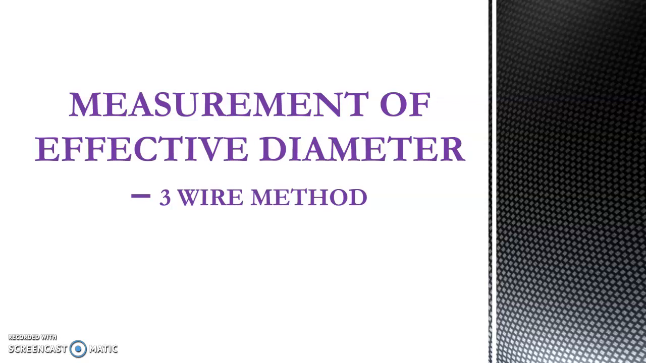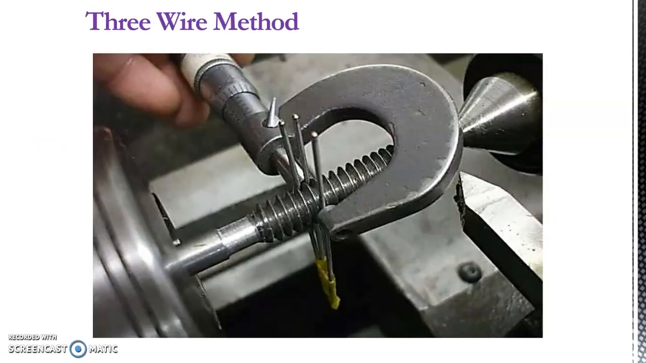Welcome to the video on the three-wire method of measurement of the effective diameter of a thread. In this method, three equally sized wires are used. Out of these three wires, two wires are placed on one side and one wire is placed on the other side. This method ensures the alignment of anvil faces parallel to the thread axis, so it is more accurate than other methods.